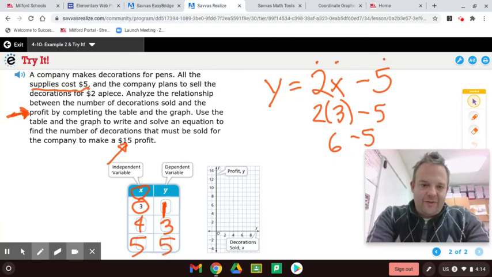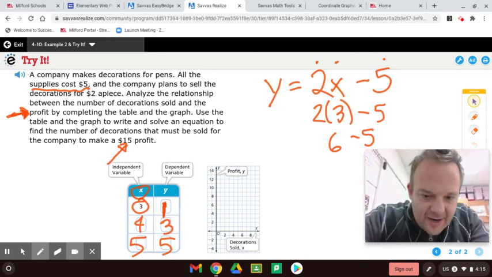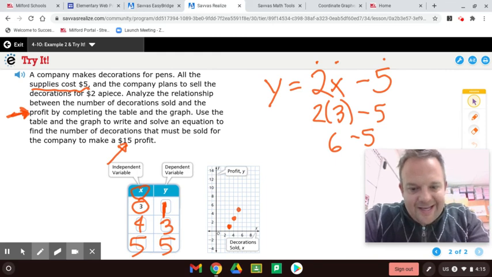So that means if we sell 3 items, we make $1. We sell 4 items, we make $3, is that right? We sell 5 items, we make $5, I think. We want a $15 profit. So let's graph this now. Over 3, up 1, right there. Over 4, up 3. Over 5, up 5. See what I'm doing? That's going to make a straight line.